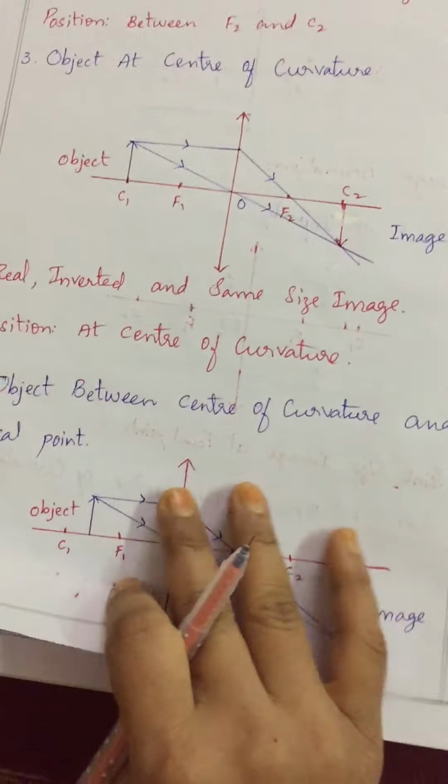There we get the image. The arrow mark is down, so of course we are getting an inverted image. When an image is inverted, it is also called a real image. And we are getting a big size image, so you can say an enlarged image or a magnified image. Are you getting, children?